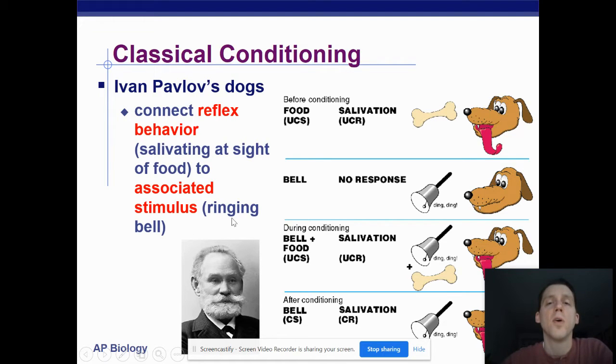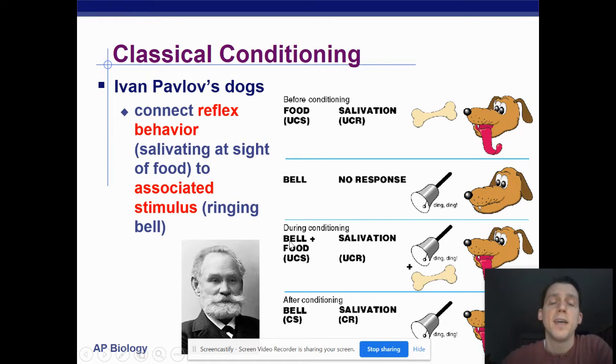So here we have before conditioning, right? The dog was given food, and the response was salivation, not salvation, salivation. So the dog produced saliva when it was shown food. Then we had the bell, right? The dog had no salivatory response, right? So no salivation with the bell. That should make sense. Why would a dog salivate when a bell is rung?